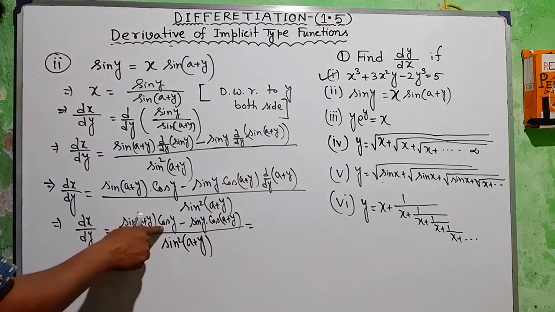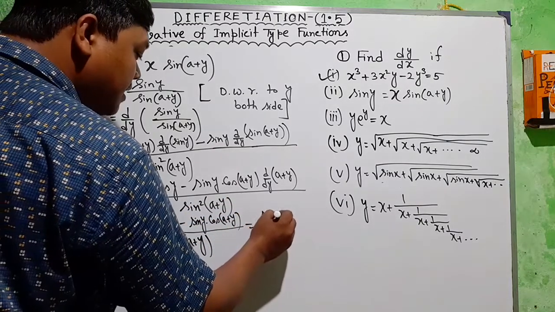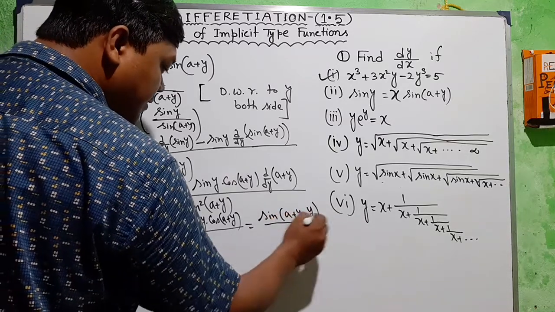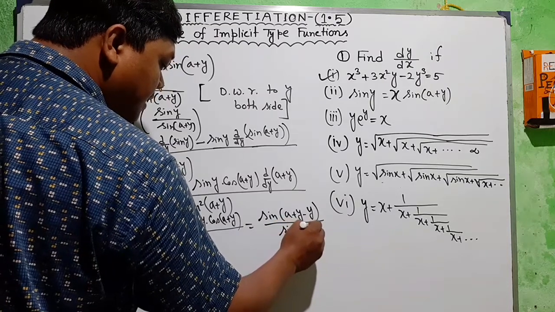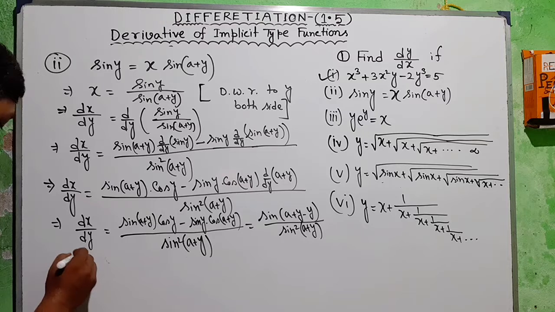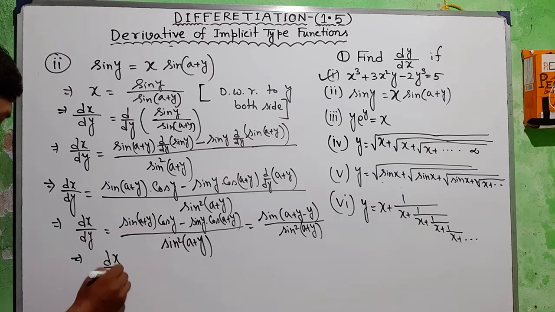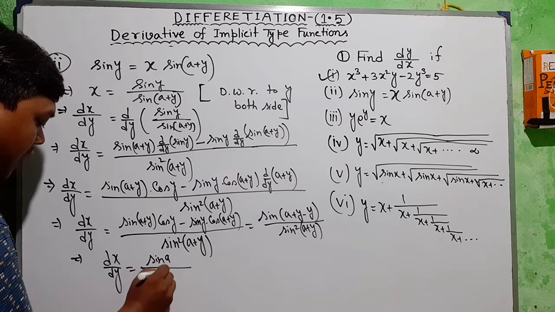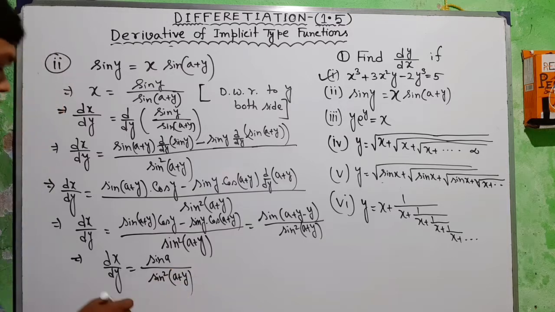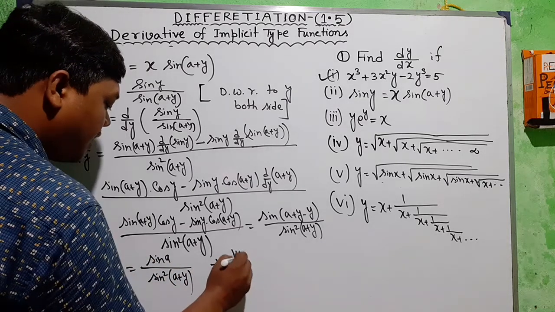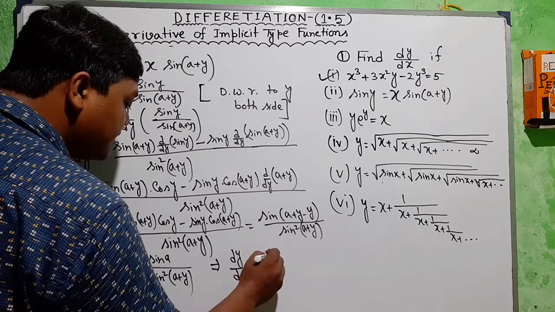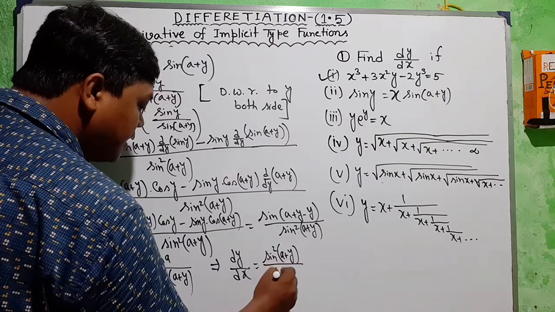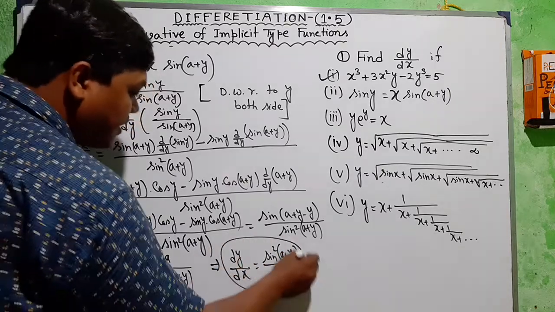So sin a cos b minus cos a sin b, that is sin((a+y) minus y), by sin²(a+y). So that gives dx/dy equals sin a by sin²(a+y). So I reciprocal it, we will get dy/dx equals sin²(a+y) by sin a. That is our required answer.